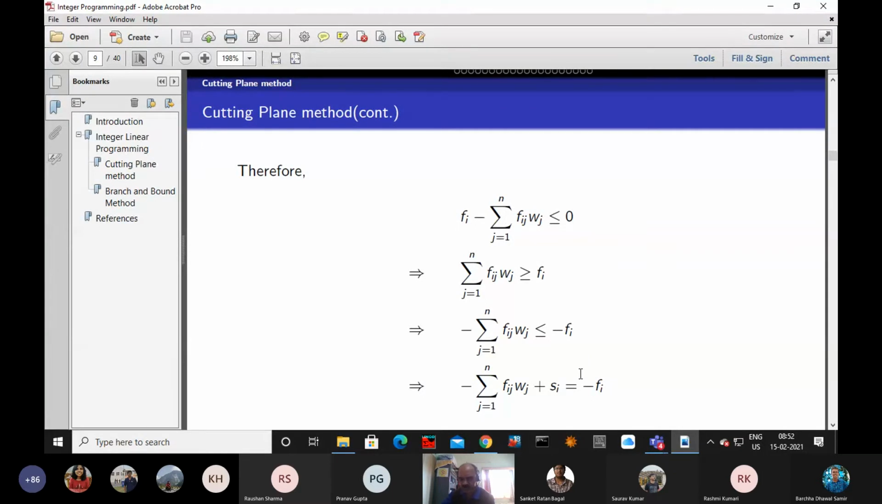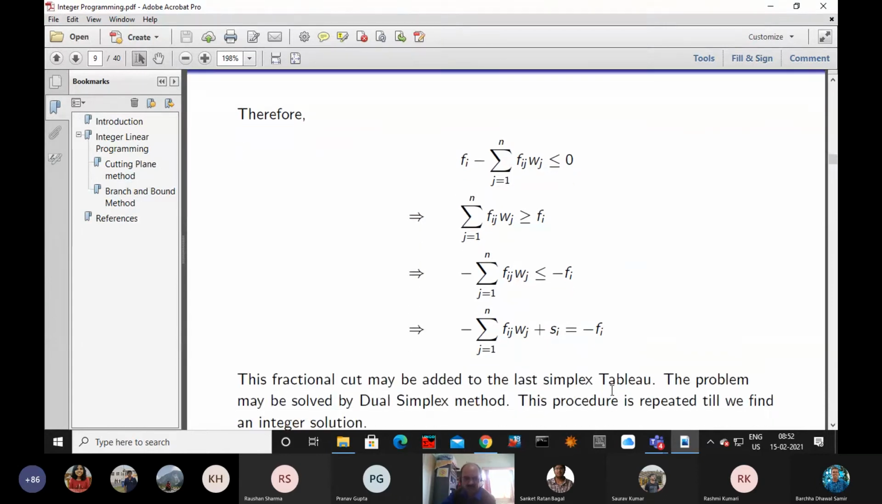in the account of the duality theory, it looks like we are considering something like an infeasible problem. But it is not an infeasible problem. Because the slack variable is becoming negative, due to that reason we are saying infeasible. So this fractional cut, whatever we have done, may be added to the last simplex table we have formulated. The problem is solved by the dual simplex method. This procedure is repeated till we find an integer solution.